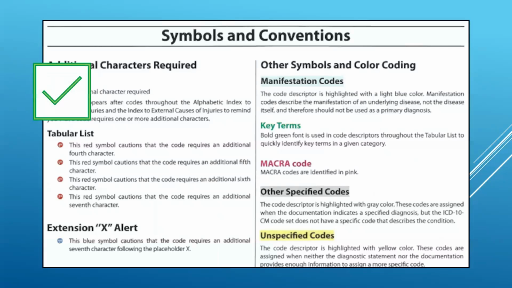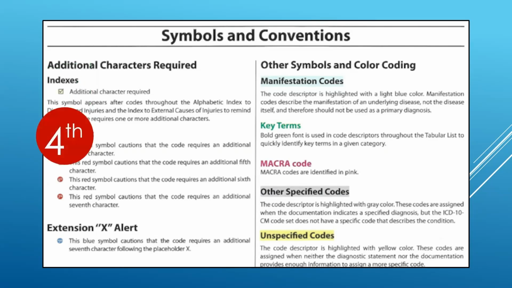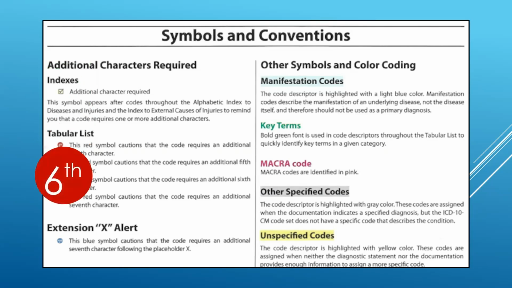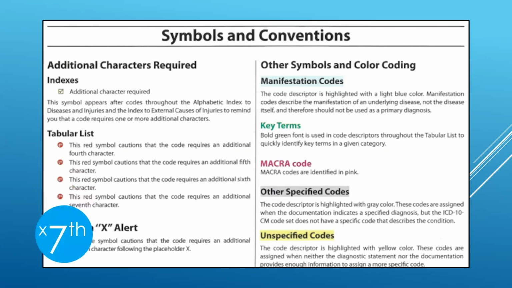This box with a check inside of it appears after codes throughout the alphabetic index and the index to external causes to serve as a reminder that the code requires one or more additional characters. In the tabular list, you'll see these red symbols if the code requires additional characters. The numbers inside of the red circle tell how many characters the code requires. This blue symbol, the circle with the 7th symbol inside, cautions that the code requires an additional 7th character following the placeholder X.